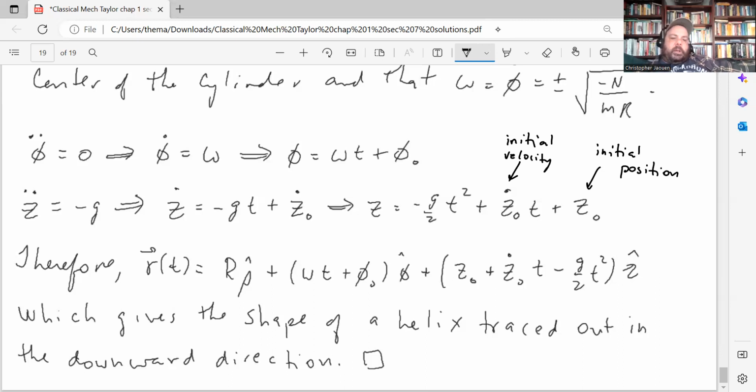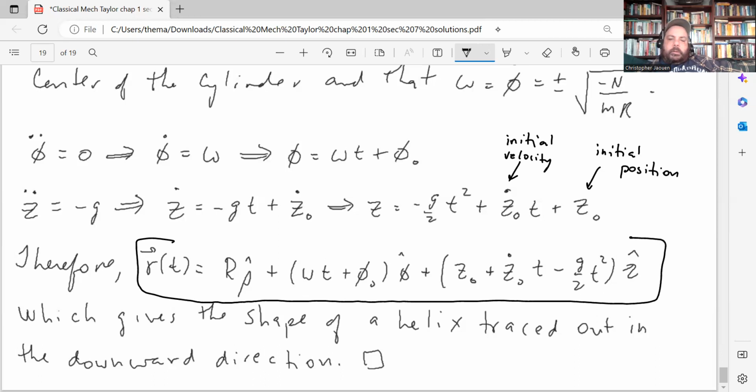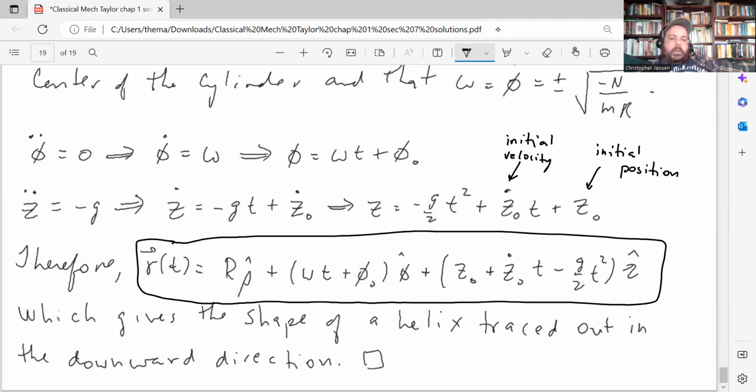Right. Therefore, the motion of the puck looks like this. Right, which gives us, if you actually draw that out, the shape of a helix traced in the downward direction. So it's going to look something like that. I didn't draw it very well. The radius should be the same, but it kind of looks like a spring if you want to think of it like that. Something like that. Right. And that's it.